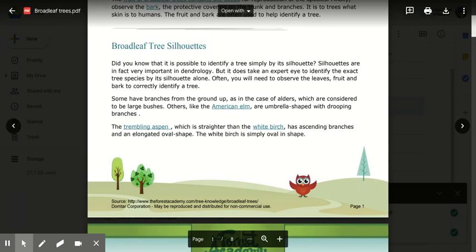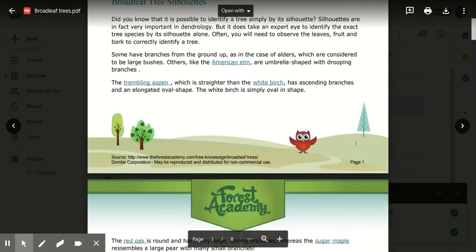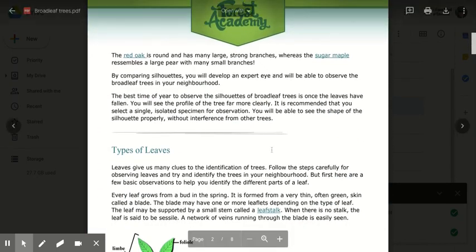The trembling aspen, which is straighter than the white birch, has ascending branches and an elongated oval shape. So the trunk is like a long oval all the way up. And again, there are lots of aspen. Both aspen and birch have white bark, so that's one way to notice them. But the aspen is straighter up, and there's a whole bunch of them near each other usually. The red oak is round and has many large, strong branches, whereas the sugar maple resembles a large pear with many small branches.